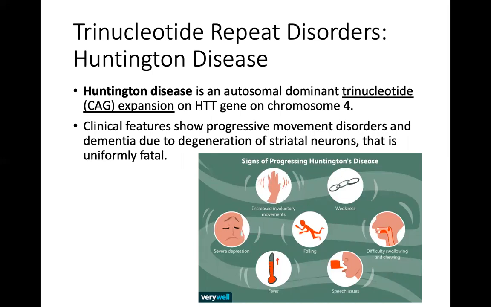Remember your FXS, your Fragile X syndrome, CGG expansion. Ito naman, CAG expansion. Huntington, CAG on HTT gene on chromosome 4. Alright? So the clinical features involve the following, no? We have increased involuntary movements. Lalo na pag progressing Huntington's disease, there is weakness. And since may weakness ka, there is risk of falling, no? Sometimes, meron silang severe depression and difficulty of swallowing and chewing. And since affected yung movement mo, alright, so there are also speech issues.